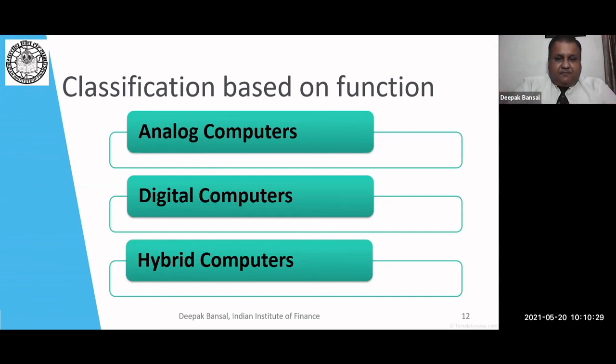I will be taking up the next classifications in the next series, and then we will start with the different components of the computer system in series 2.